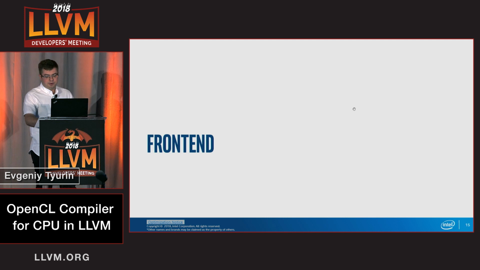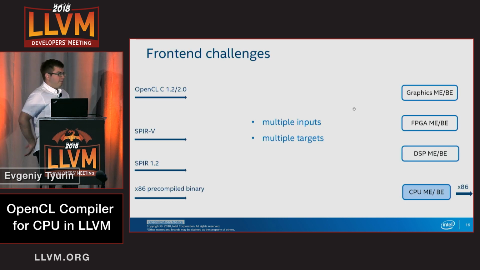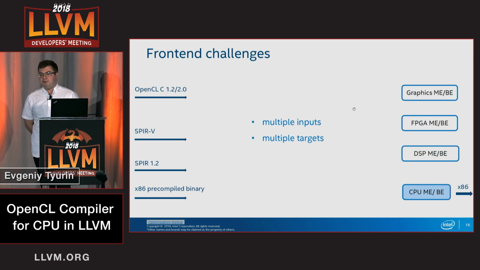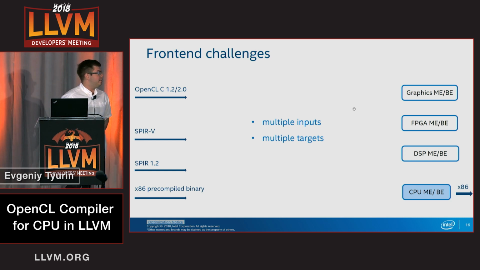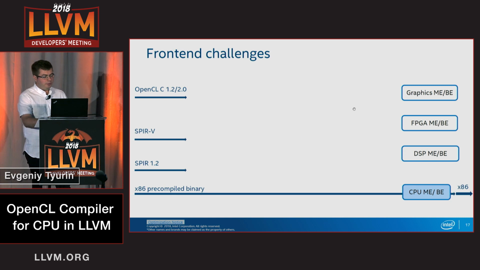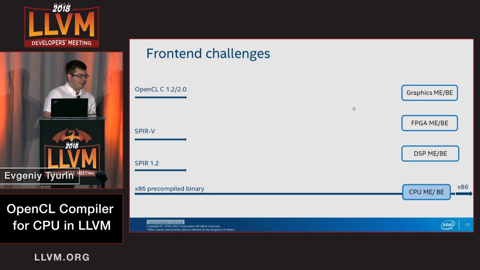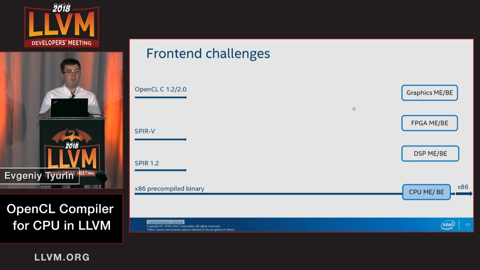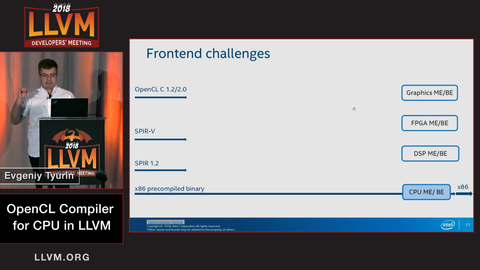Let's take a closer look at the front end. The main challenge within OpenCL is to have different kinds of inputs and at the same time target a variety of devices. As far as the CPU is concerned, with x86, the precompiled binary path is the simplest one. Since everything is precompiled, we just bypass the whole compilation flow and send it straight to execution.